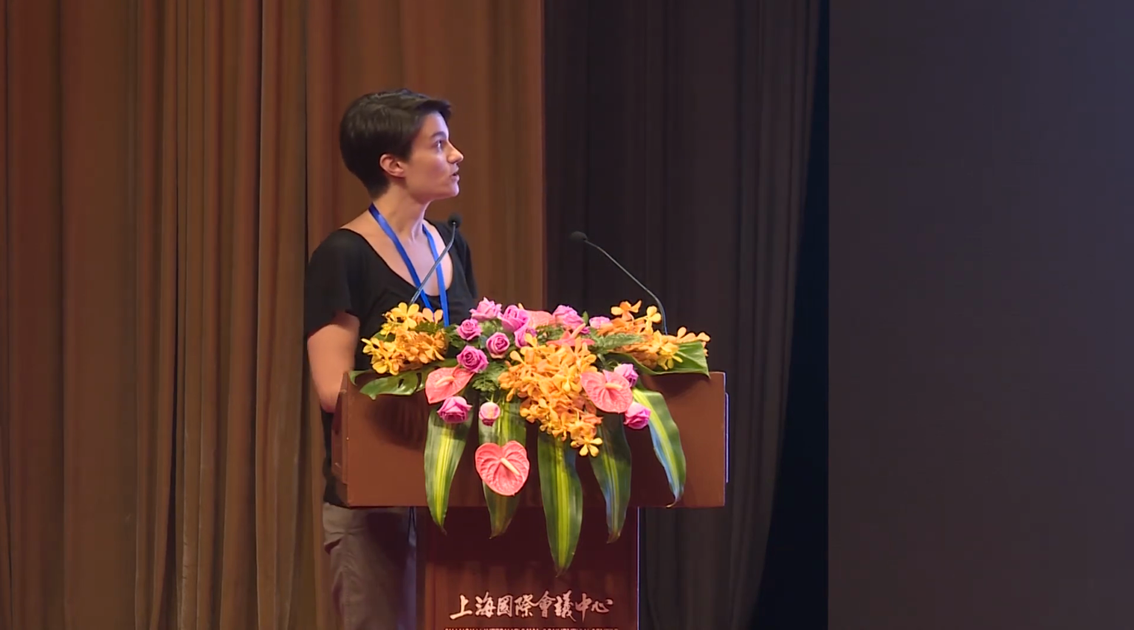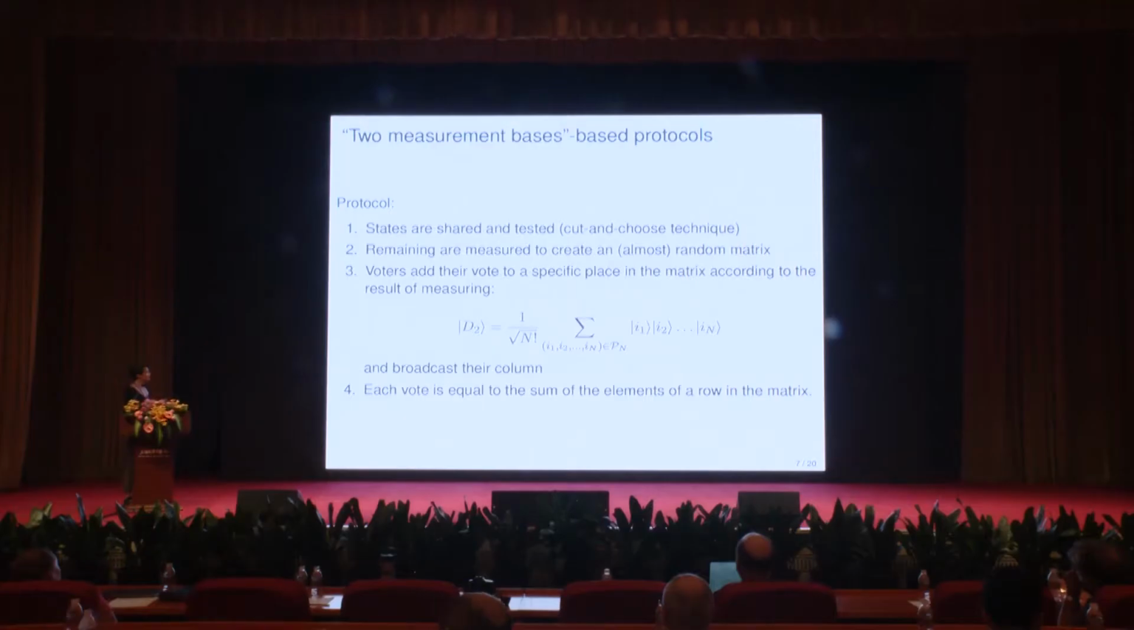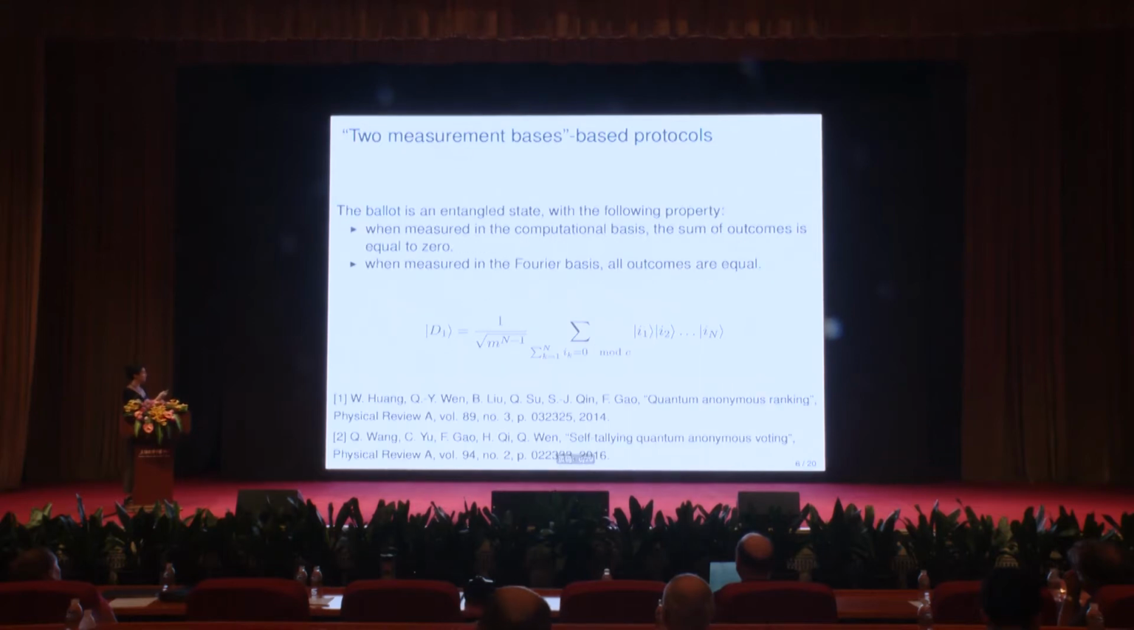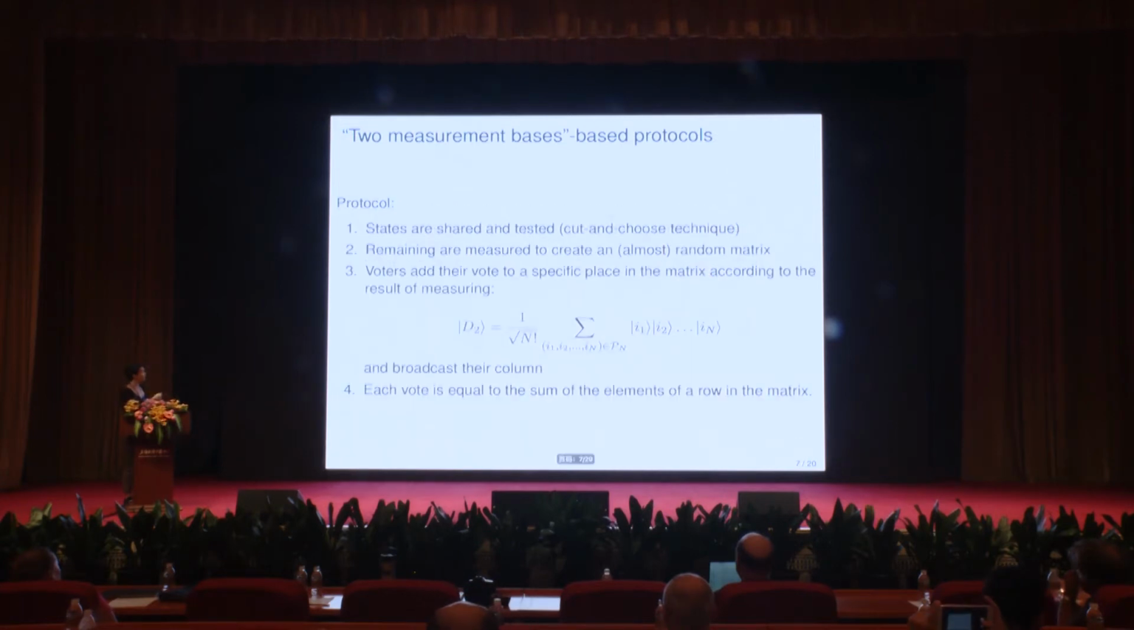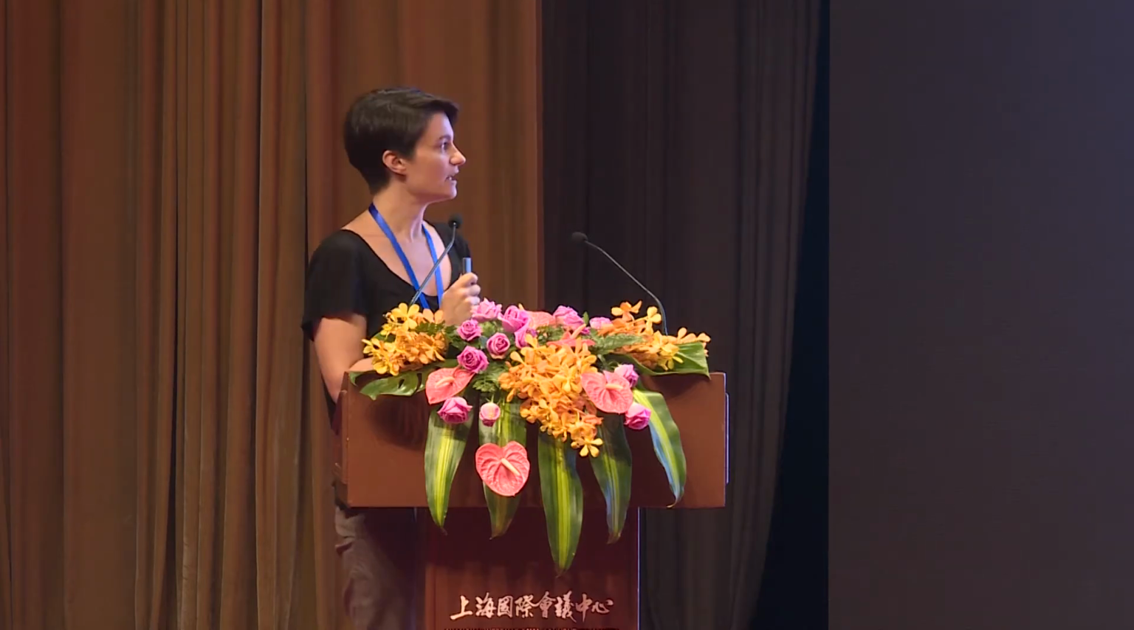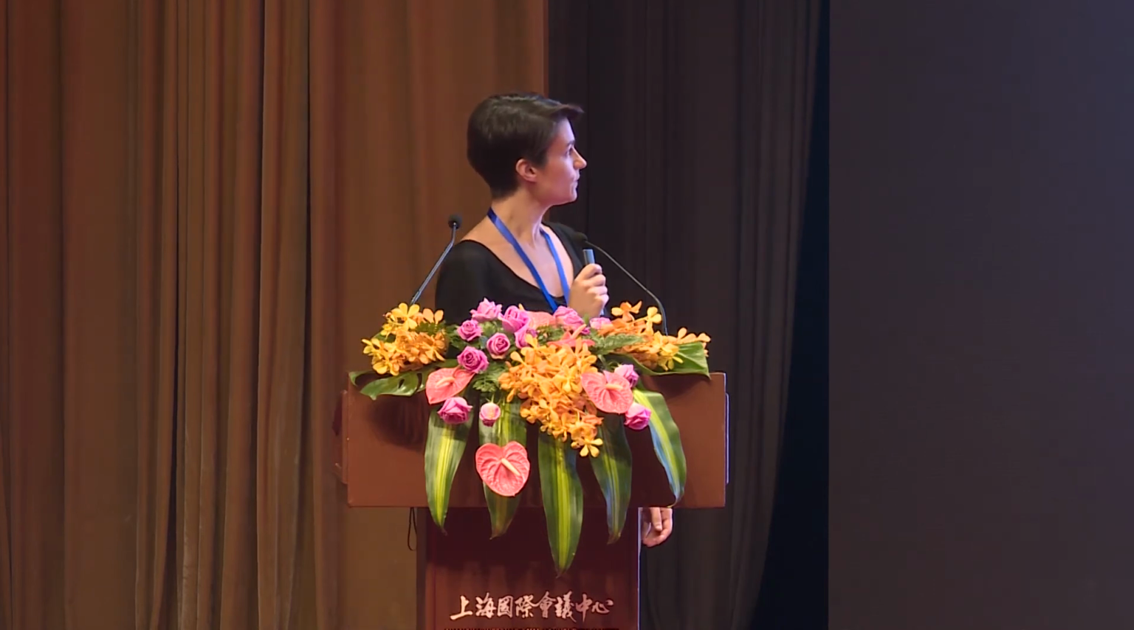Then the remaining ones are measured in the computational basis to create an almost random matrix, almost random because the D1 states are used. They have this property that when measured in the computational basis, the sum of the outcomes is equal to zero. So we have a classical matrix n times n, where n is the number of the voters. Then the voters add their voter-specific place in the matrix according to the result of measuring a second quantum state, D2. What this D2 does is it gives a permutation of the indices of the voters.